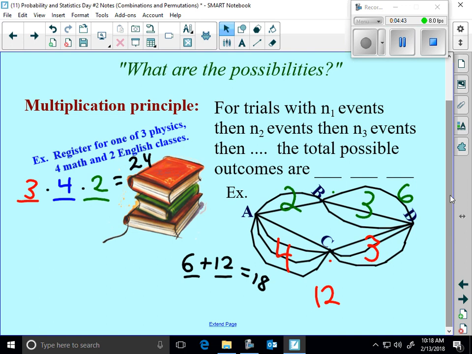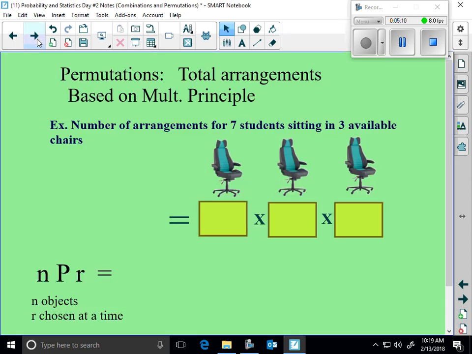Commonly, though, the general formula for trials with N1 events, then N2 events, then N3 events, kind of like picking your classes over there, would be N1, the number of ways to pick that, times the number of ways to pick the second, times the number of ways to pick the third. Multiplication principle, okay? This is fun because, well, it's not always clear. Yes, Wyatt?